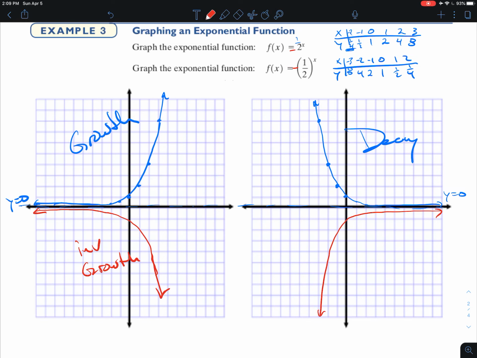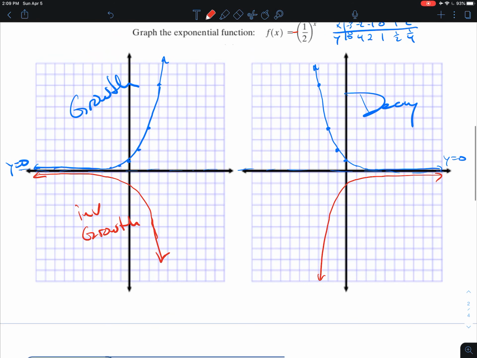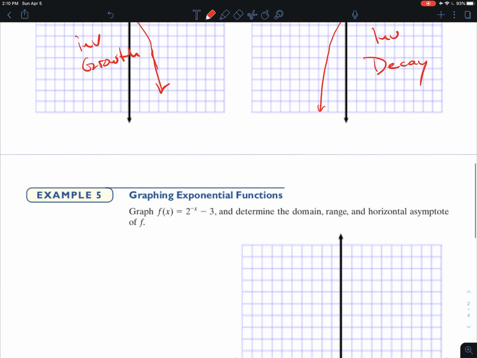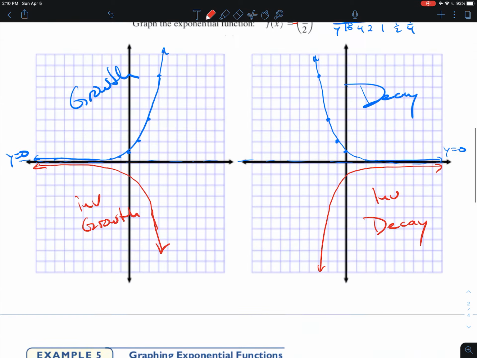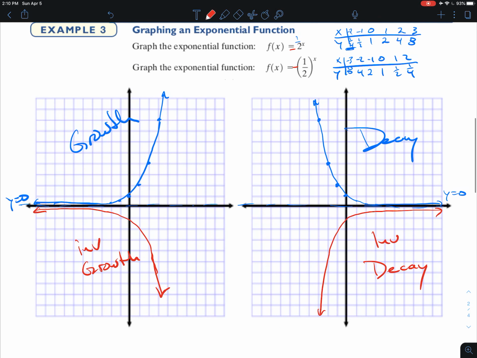nor should you confuse this graph, which does increase from left to right, but it is not exponential growth. As it's moving from left to right, it's flattening out. So that's going to be our inverted decay. Just don't call it growth. Let's see, if we add some other factors here, so we have a graph of f of x equals 2 to the negative x minus 3. And just, let me go back here.